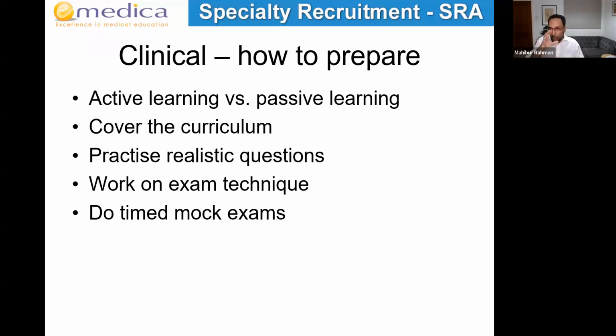So you want to work on exam technique. That's spotting keywords, like least suitable, most suitable. That's reading the symptoms. And then doing some timed mock exams so you get used to it, because it's tight for time. That's why we wanted to do some questions to time.